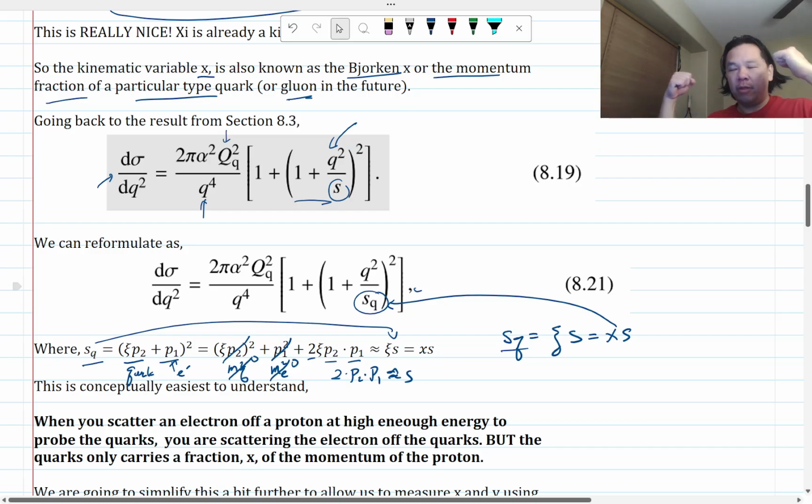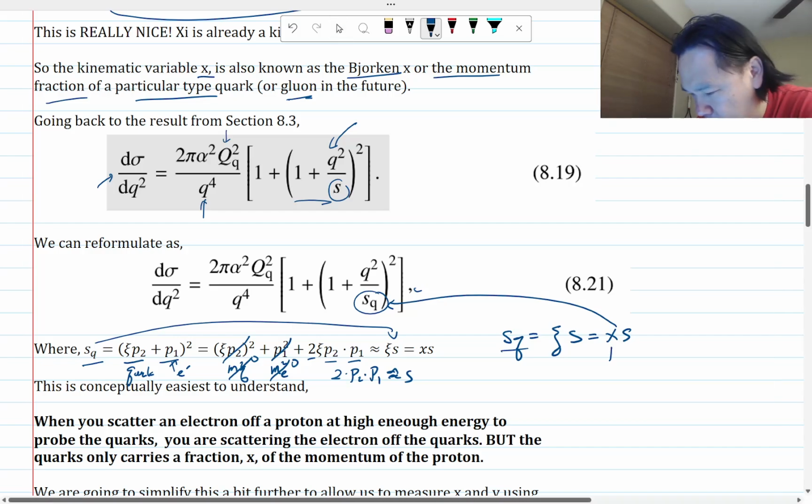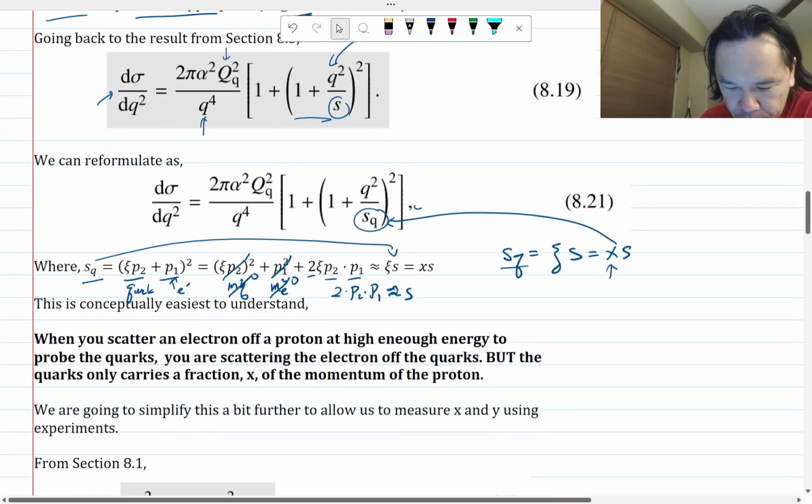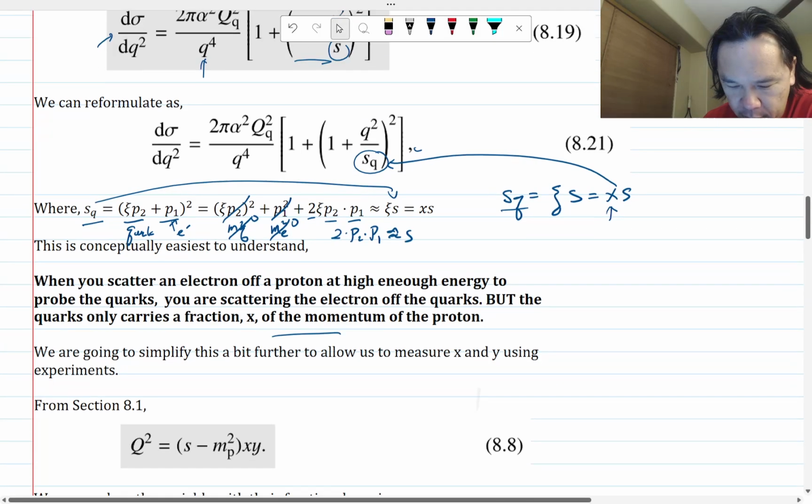These Mandelstam variables tell you how much energy is going into these collisions. If you only have a fraction of the quark's energy going into the collision, you're going to get a fraction of that. And that fraction happens to be X. So that's what I'm saying in this bullet point here.